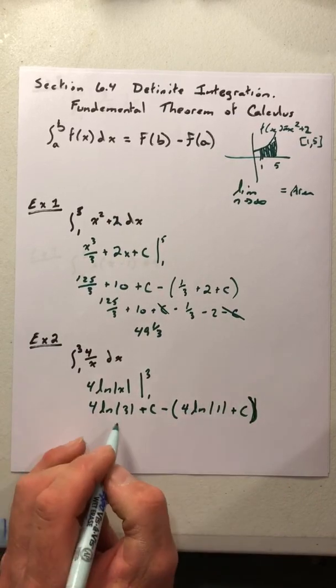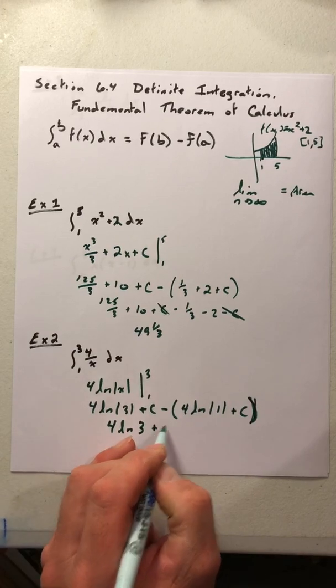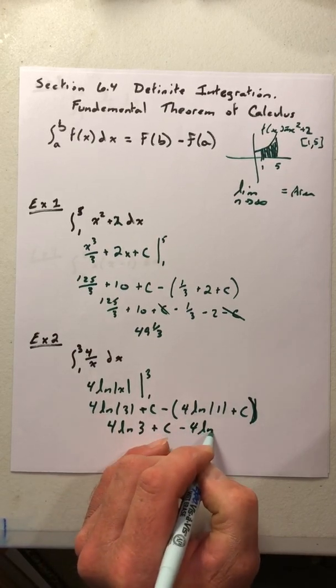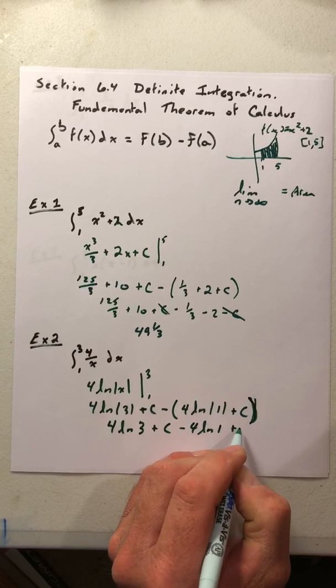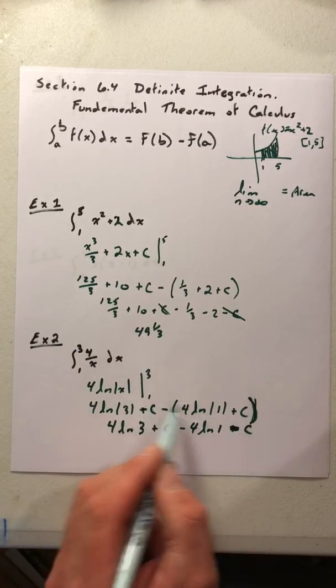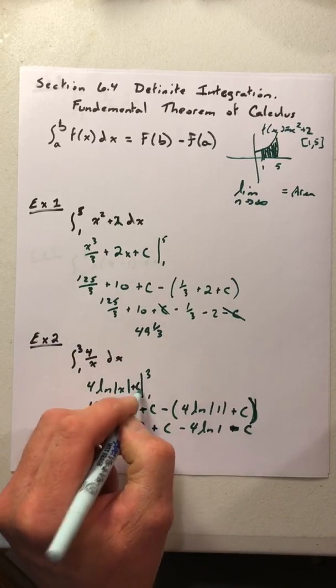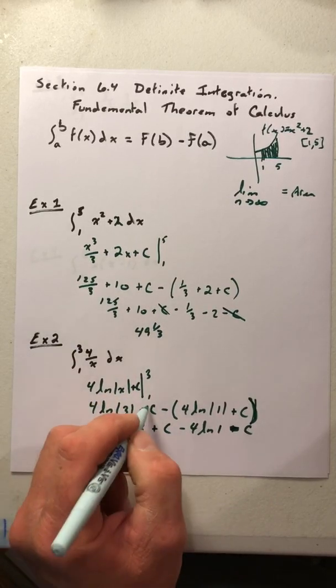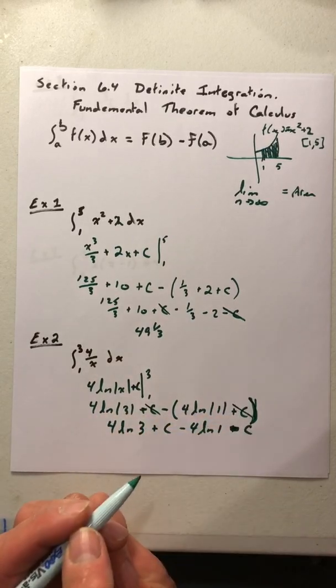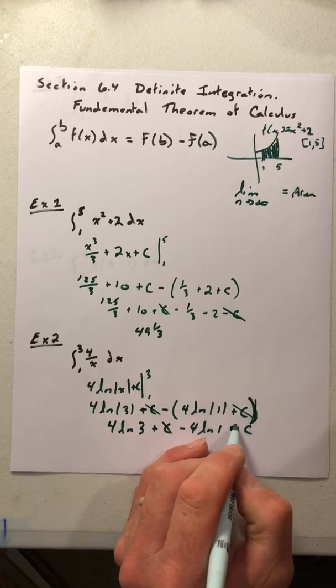Again, I can multiply that negative through. So I have 4 natural logs of 3 plus c minus 4 natural logs of 1 minus c. Again, these c values, there was no x value with that, so these c's are still going to be constant, and they're going to be the same constant, so they're going to cancel each other out.